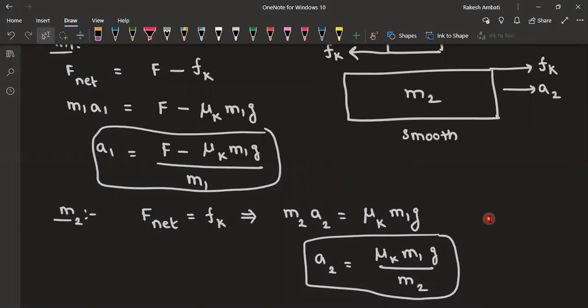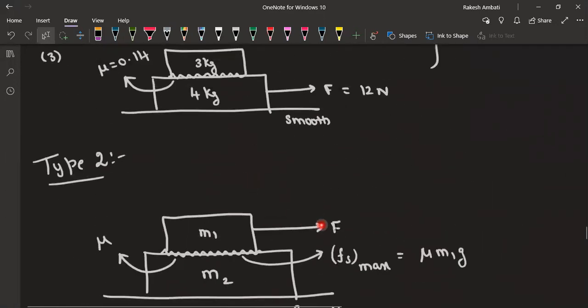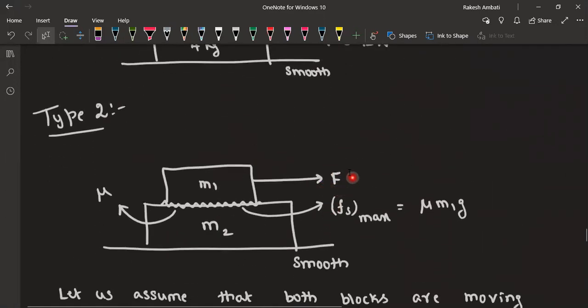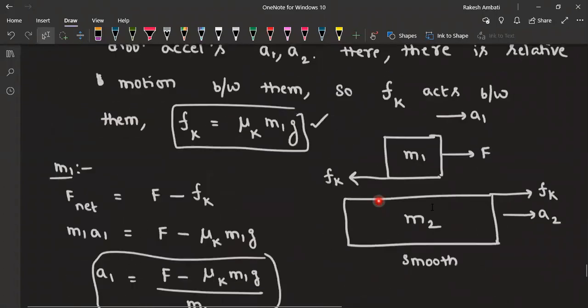So same case. Now we have to find up to what maximum applied force they move together. Okay, here it is the applied force. So up to what applied force do both blocks move together? This applied force we have to find. Write down.